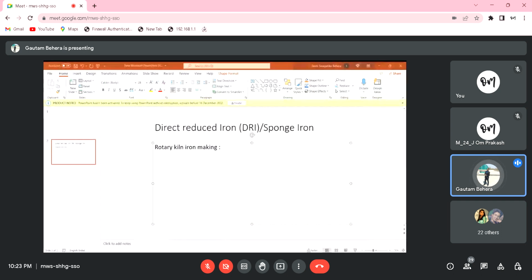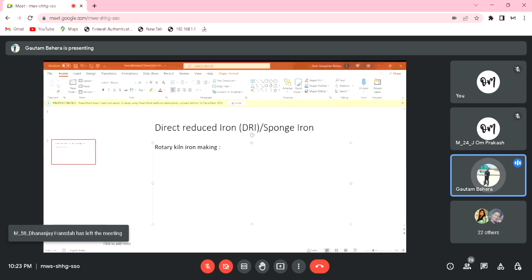But today's topic is about rotary kiln iron making. Actually, rotary kiln iron making is very famous in India also, right? A lot of plants are using this kind of technique, rotary kiln iron making, because there is a kiln. A kiln means it is a cylindrical kind of kiln.